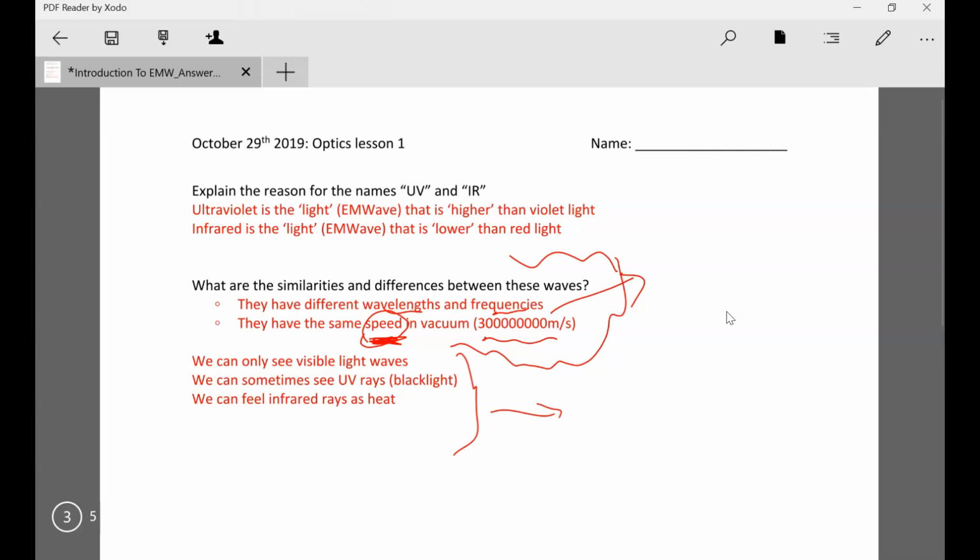We also will discuss that we can only see the visible light waves. We can sometimes see UV rays with a special kind of lamp, but we feel and interact with different waves differently, right? So we can feel infrared rays as heat, but we can't actually see the rays like we see light. And we can't see or feel things like gamma rays and X-rays. We can only use them for different purposes.